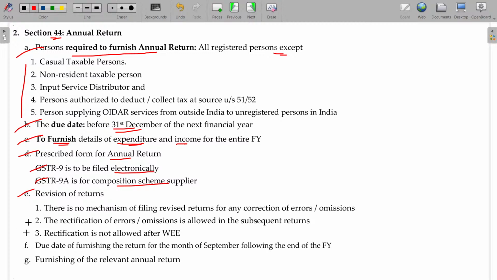Revision of returns. Can we revise this, sir? Of course, if there is any error or whatever it may be, you can revise, but all these things can be completed before the due date of filing of the return. Due date of furnishing the return for the month of September following the end of financial year.